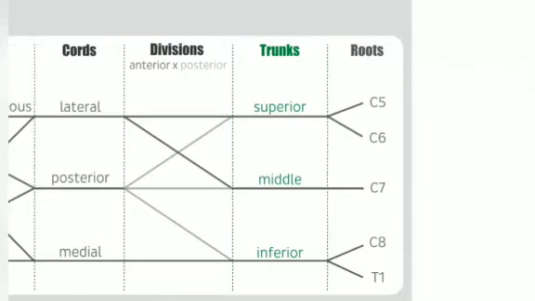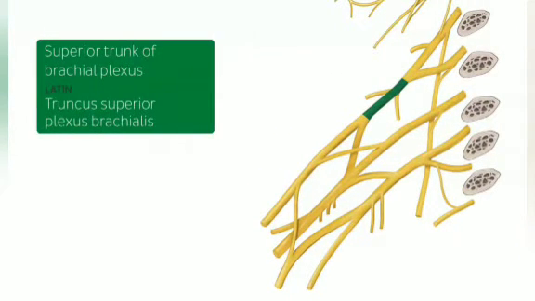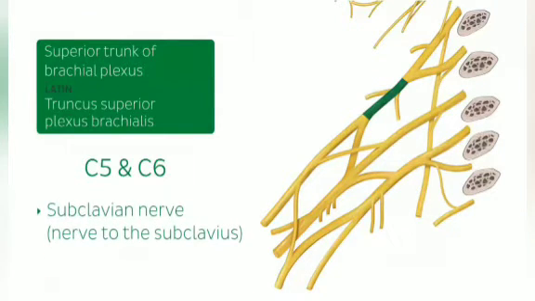The first of the 3 trunks is the superior trunk, which we can see here highlighted in green. This trunk is formed by the union of the 5th and 6th cervical spinal nerves. 2 pre-terminal nerves arise from the superior trunk of the brachial plexus, and they include the subclavian nerve, or nerve to subclavius, and the suprascapular nerve. So in this illustration, we can clearly see that C5 and C6 unite to give the superior trunk.